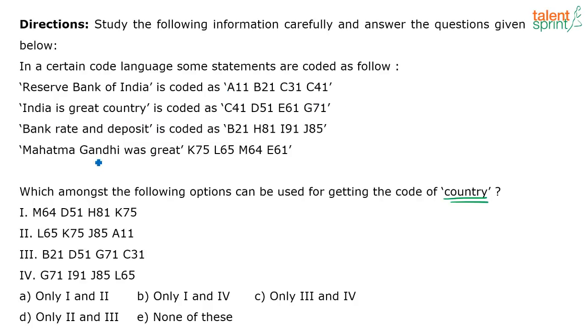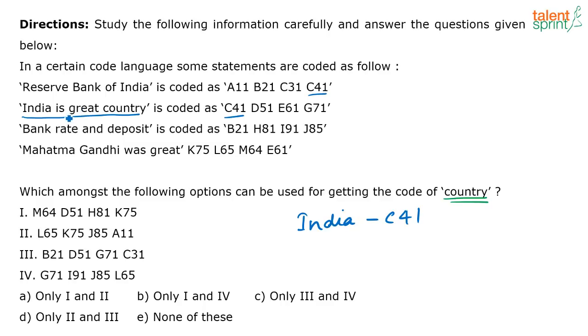See here, country is there in which sentence? It is there in the second sentence. India is a great country is coded like this. Now, if I compare statements 1 and 2, I can see that India is common in both of these statements. So I can say that the code of India is, what is the code of India? C41, correct? Because that is the only common code in both the statements. So India is coded as C41.